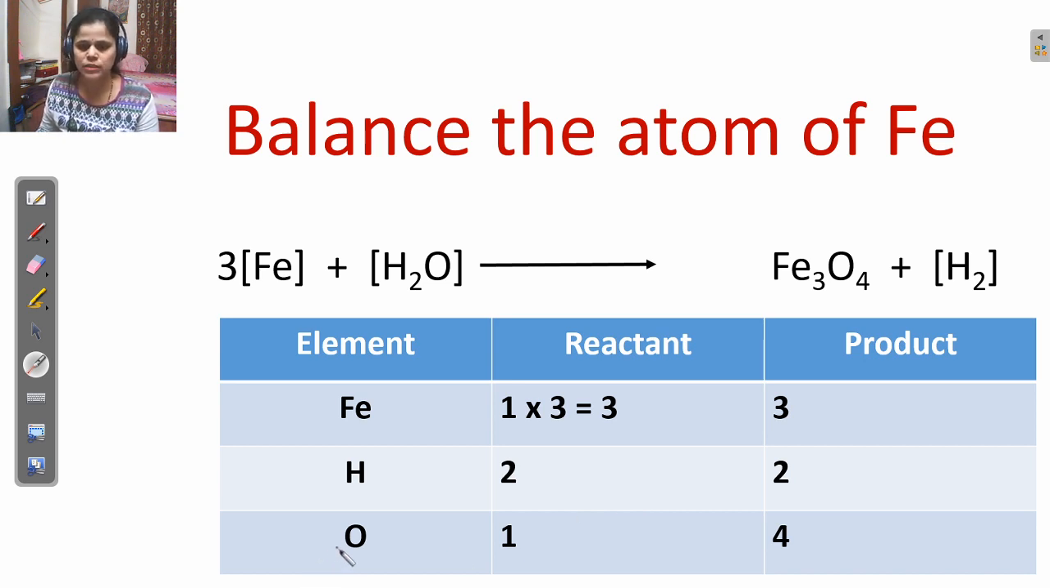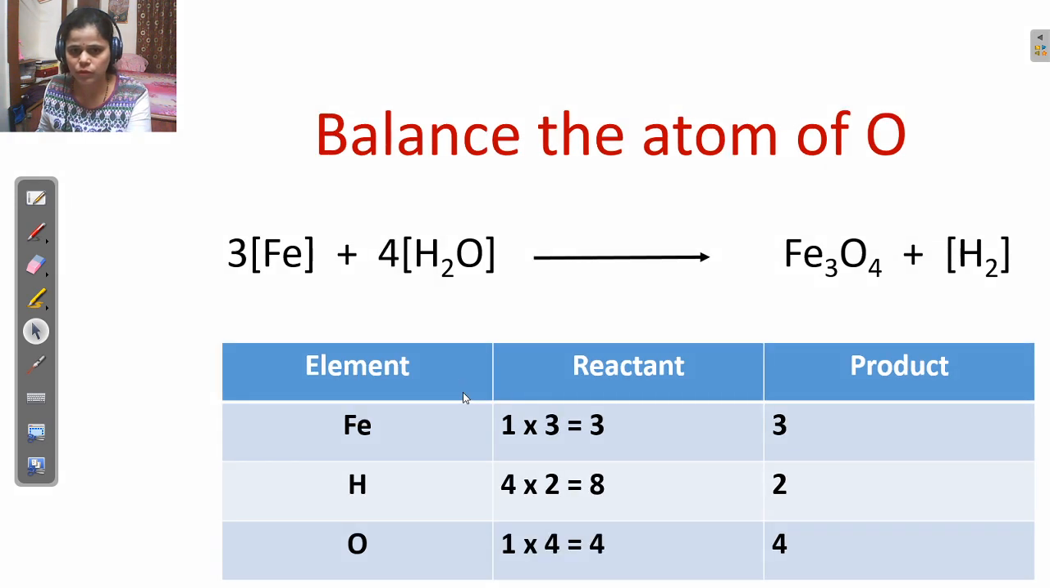Next element is oxygen. Here you can see the number of atoms is 1 in the reactant side and the number of atoms equals 4 in the product side. So we have to multiply 4 here. That means 1 into 4. So we have to multiply the 4. Okay. So we have to write the 4 before the bracket because it's a rule I already said. Okay. So multiply the 4.